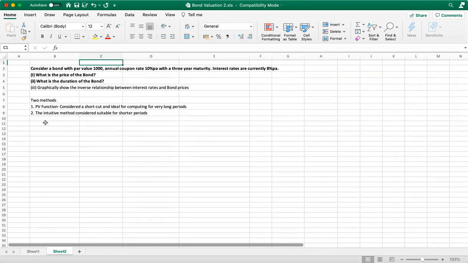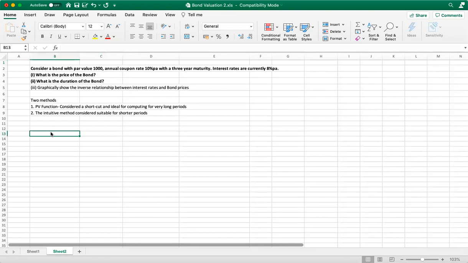Today we'll value bonds using Excel. And our question is, consider a bond with par value 1,000, annual coupon rate 10% with a 3-year maturity. Interest rates are currently 8%. Questions. Question 1, what is the price of the bond? Question 2, what is the duration of the bond? Question 3, graphically show the inverse relationship between interest rates and bond prices.